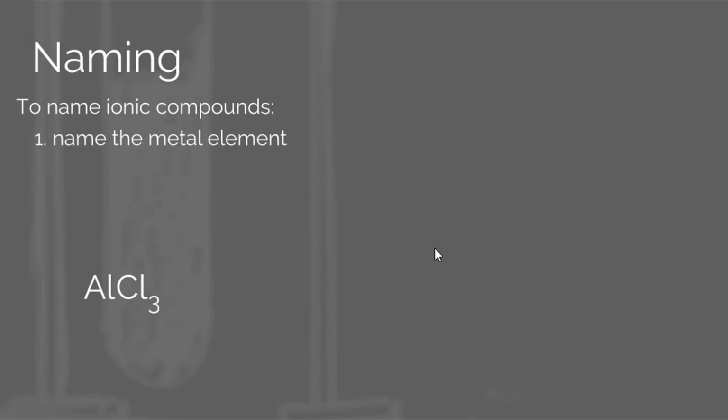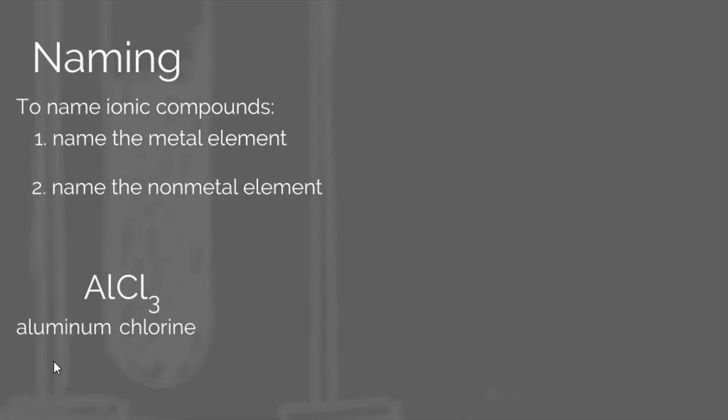The first step is that we need to name the metal element. So in this case, aluminum. Very simple. I'll just write down aluminum. Step 1, done. Pretty easy so far. Step 2 is that I need to name the non-metal element of it. So now I have chlorine on here, so I'll go ahead and write in chlorine. But I can't just name it aluminum chlorine because that's not a chemical name.